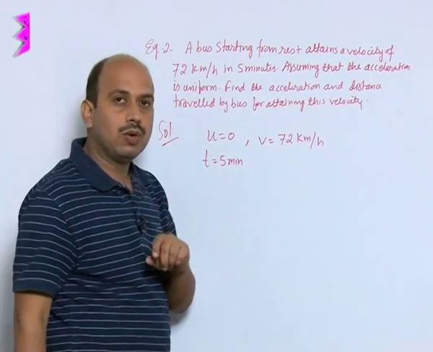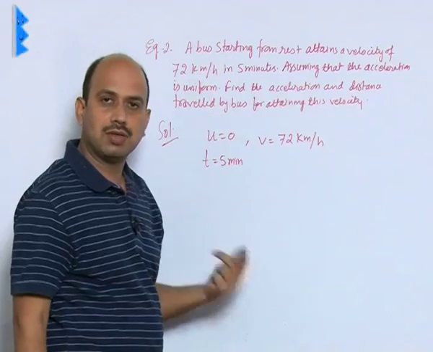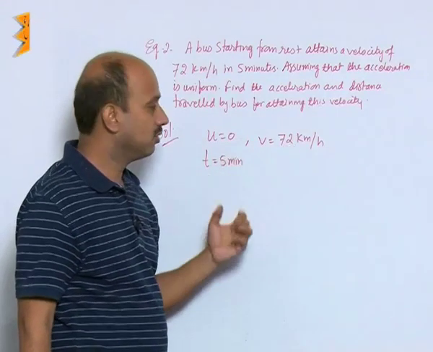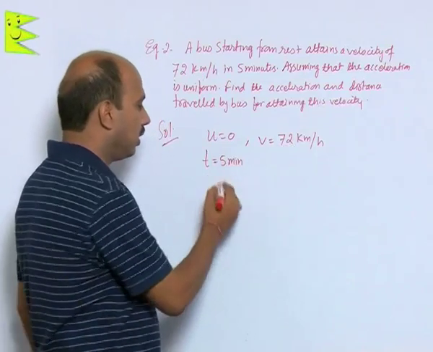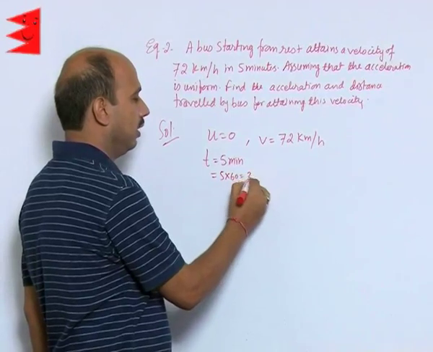As I have told you, SI unit of time is second, SI unit of velocity is meter per second. So, better we convert all these things in SI unit. So, time we can write 5 into 60, that is 300 seconds.